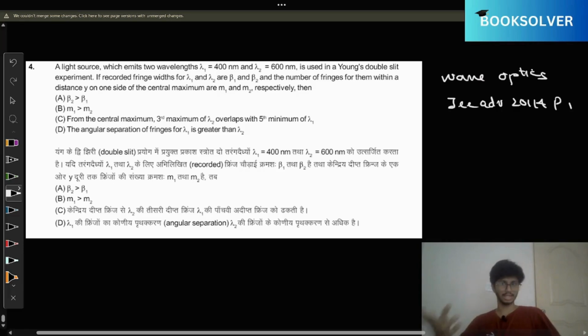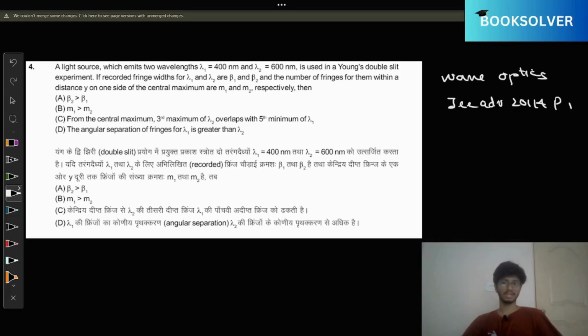in a Young's double slit experiment. If the recorded fringe widths for lambda 1 and lambda 2 are beta 1 and beta 2, and the number of fringes for them within a distance y on one side of the central maximum are m1 and m2 respectively, then the relation. So see, beta is equal to lambda D by d.